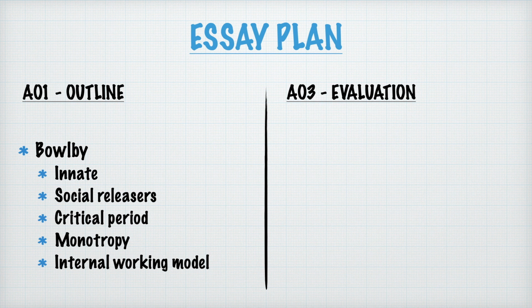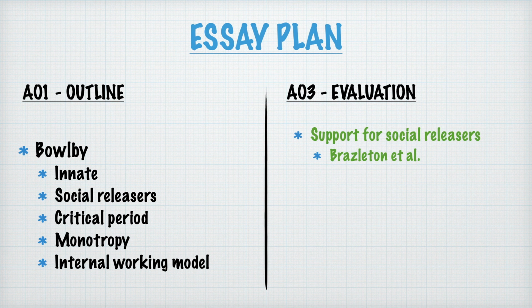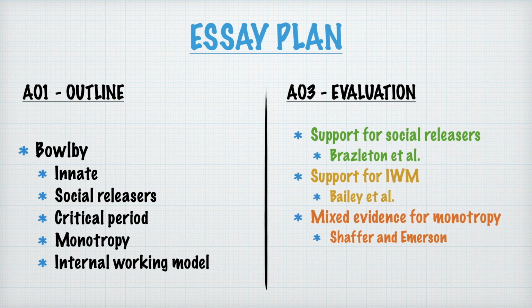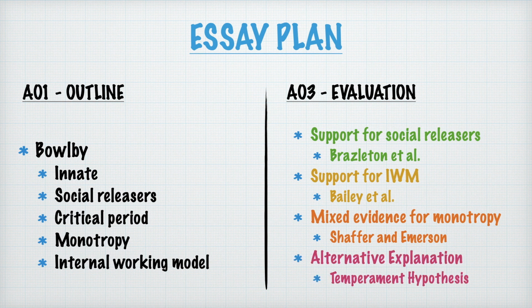All right, these are my evaluation points. So I've got 2 strengths, followed by some mixed evidence, and then ending up with an alternative explanation, which is the temperament hypothesis. Just like in my last essay, that final evaluation point is a handy one to have because it makes for a nice discussion point just in case you ever discuss Bowlby's theory of attachment as opposed to outline and evaluate. Okay, so let's have a look at the essay.